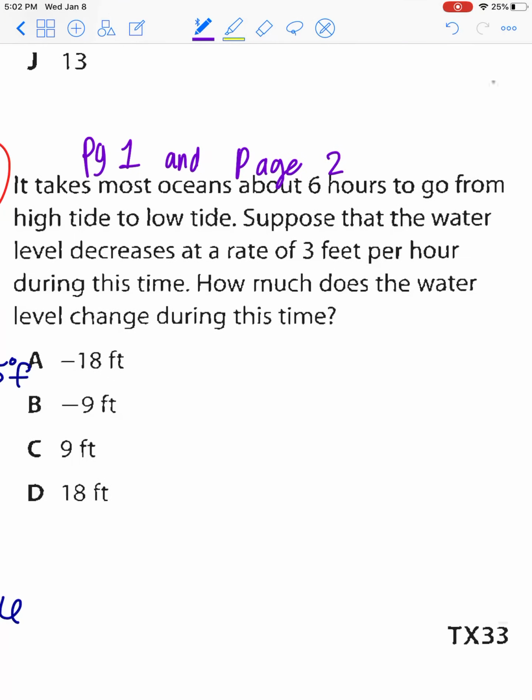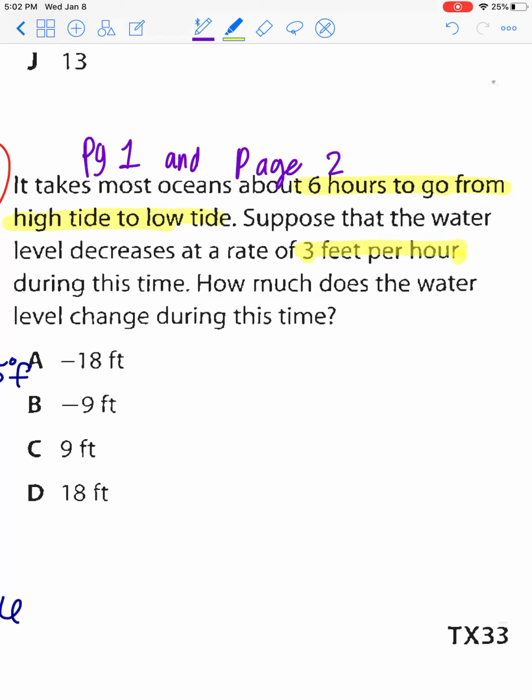It says, it takes most oceans about 6 hours to go from high tide to low tide. So when it says high tide to low tide, meaning that the waves are a little higher and then it goes down a little lower. So it takes them 6 hours to go from a really high tide to a low tide. Suppose that the water level decreases at a rate of 3 feet per hour during this time.